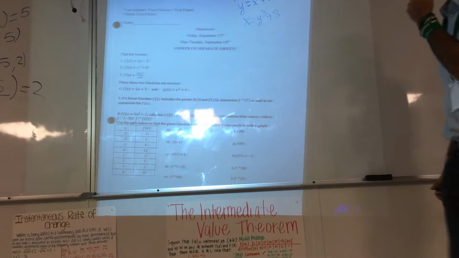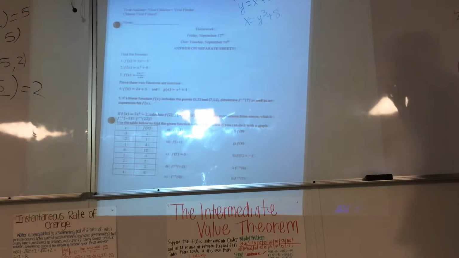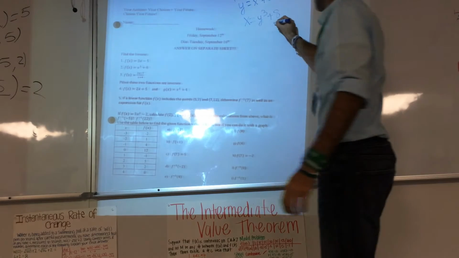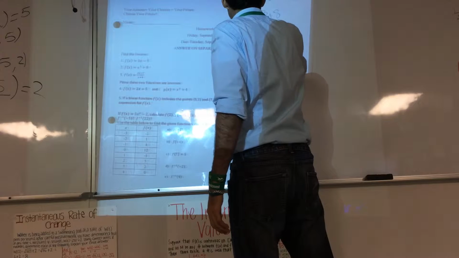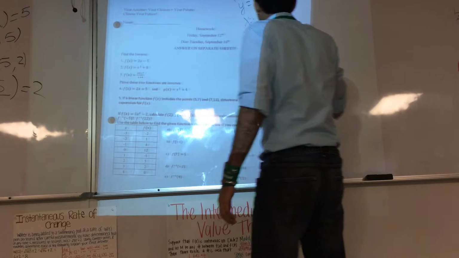So we've got this so far, and I'm just going to solve for y. I'm going to minus 8 on both sides. X minus 8 equals y cubed.